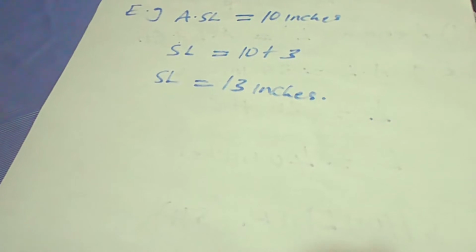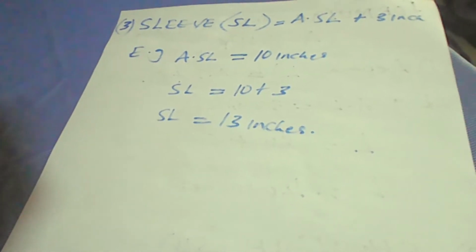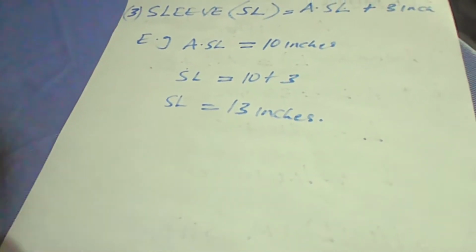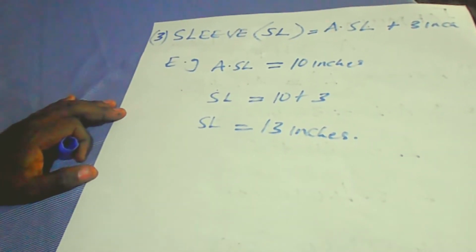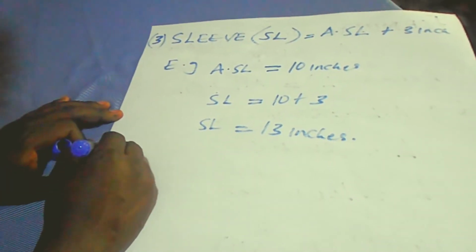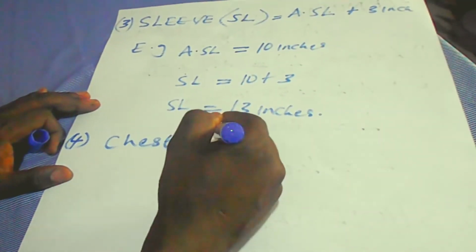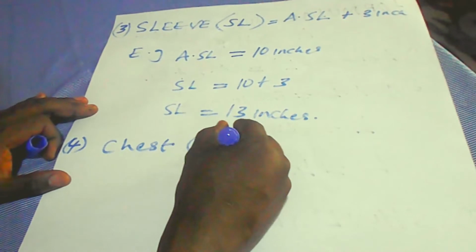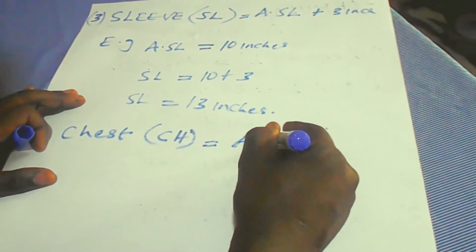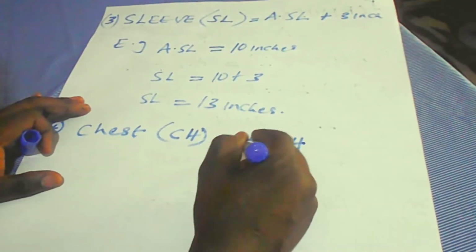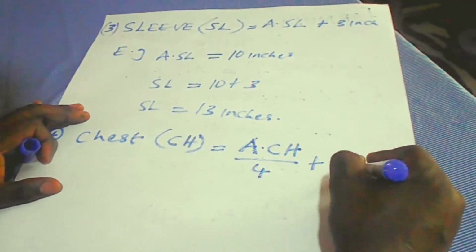Okay, the next we have is the chest, or the bust, as the case might be. Some people call it bust, some people call it chest, but that's the upper part, that's the chest area. So we are considering the chest. That's number 4. The chest, which is denoted by CH, is given by actual chest measurement divided by 4 plus 2 inches.